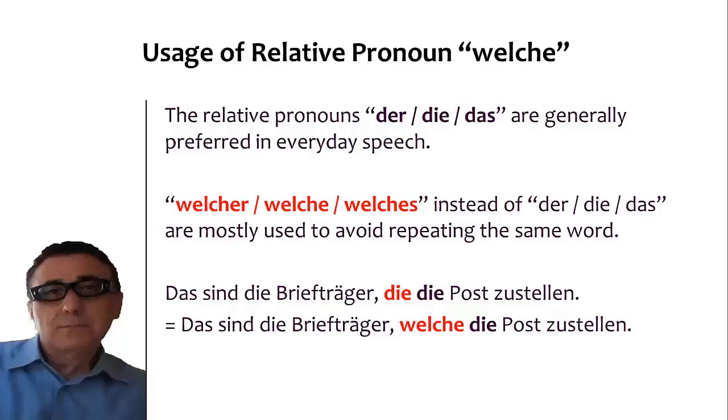The first d in color is my relative pronoun, which explains Briefträger. But the second d is just the article of the post. In order to avoid this ambiguity, we use welche, welcher or welches instead of der, die, das when two articles are repeating at the same time. Das sind die Briefträger, welche die Post zustellen.